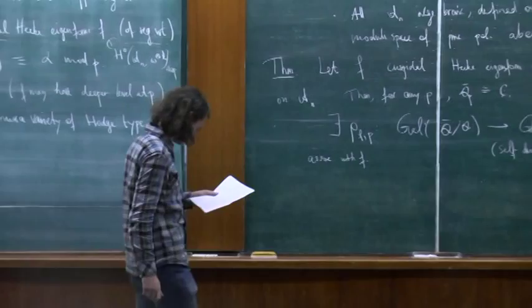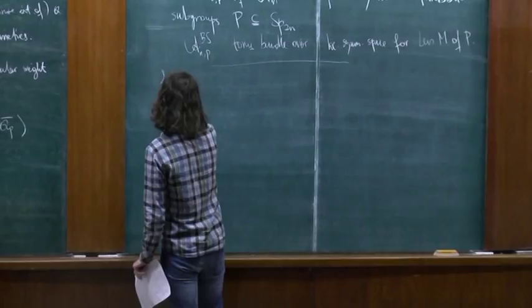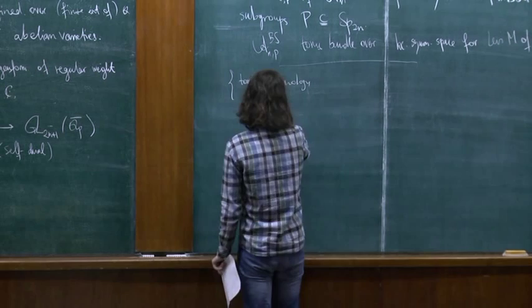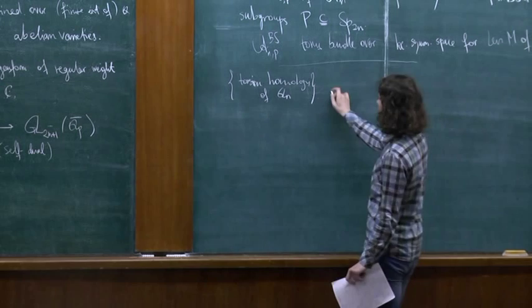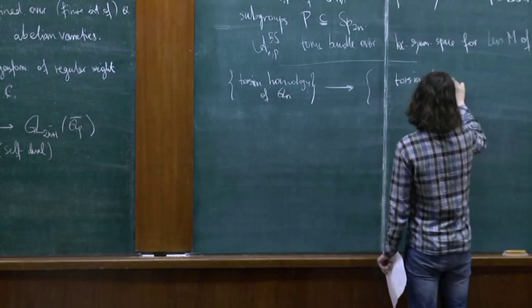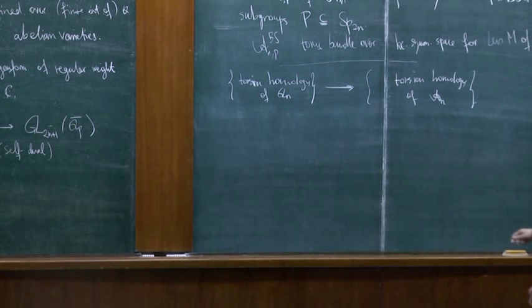So now the diagram is the following. We start with the torsion homology class for the general linear group, then by embedding this as this boundary component, we go to the torsion homology of the symplectic group, or some of the Siegel moduli space equivalently. Then we do this lifting.